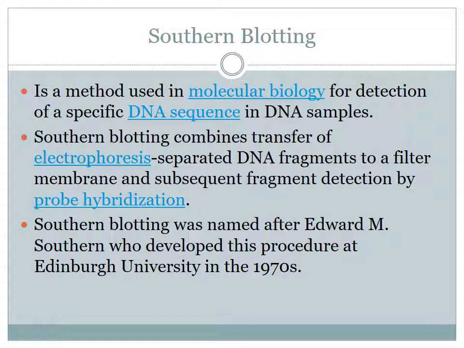We'll now look at Southern blotting, which is a method used in molecular biology for detection of a specific DNA sequence in the DNA samples. Southern blotting combines transfer of electrophoresis-separated DNA fragments to a filter membrane and subsequent fragment detection by probe hybridization. Southern blotting was named after Edward M. Southern, who developed this procedure at Edinburgh University in the 1970s.